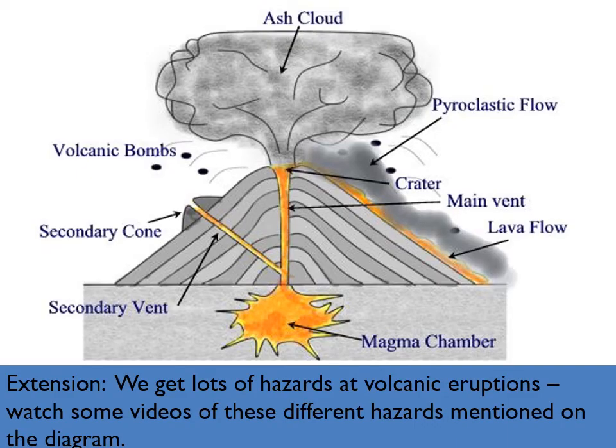As a bit of an extension, I thought some of you might be really interested to learn a bit more about volcanic eruptions and what's happening. We do get a lot of hazards of different sorts at volcanic eruptions. You've probably heard of some of these: pyroclastic flow is a really famous one, obviously ash clouds. Iceland is a very big example of that one, the Icelandic volcanic eruption. We get volcanic bombs, and we get lava flow obviously coming down.